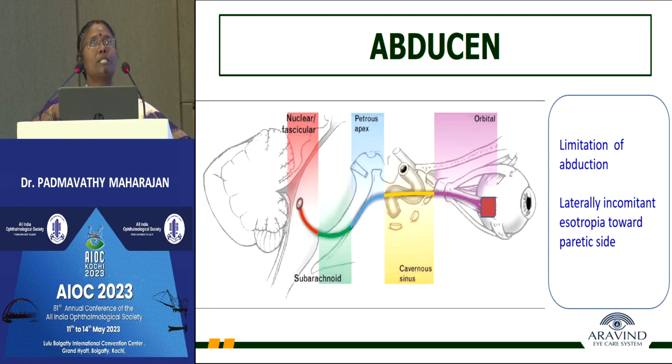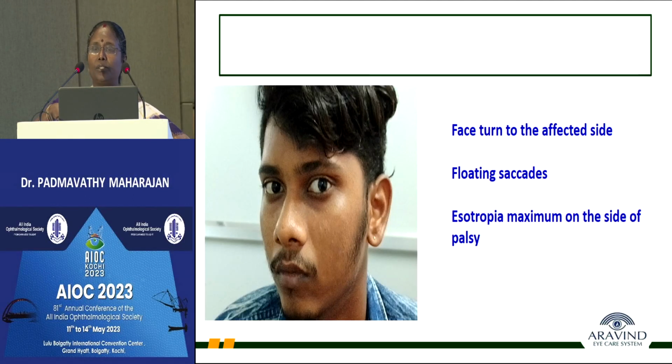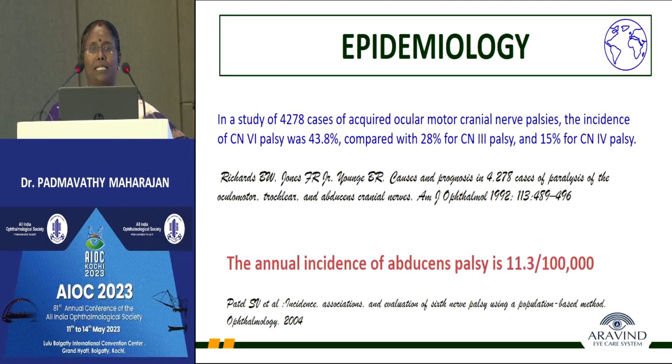But as such, when you have a sixth nerve palsy, there is a limitation of abduction on the same side. You have a concomitant esotropia towards the paretic side. There is a face turn to the affected side with floating saccades, and you have an esotropia maximum on the side of palsy. The epidemiology, as everyone knows, of all the oculomotor nerves, sixth nerve palsy is the most commonly seen. This was the largest study, published in 1992, where they found the incidence of sixth nerve palsy was around 43.8% when compared with the other cranial nerves. So the incidence of abducens nerve palsy was around 11.3 in 1 lakh.